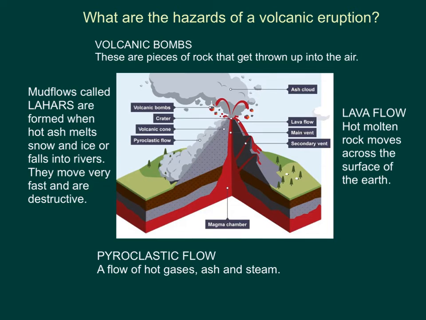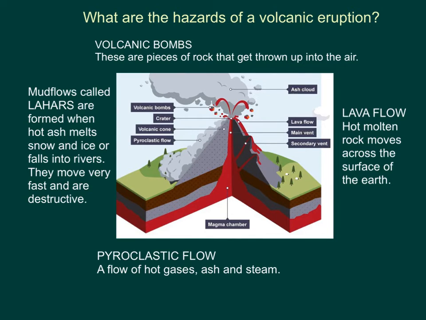This picture shows you the main hazards that are associated with a volcanic eruption. The first one I'd like to talk about is volcanic bombs. So these are pieces of rock that get thrown up into the air out of the volcano, and they can be quite large. Second hazard is the actual lava itself.